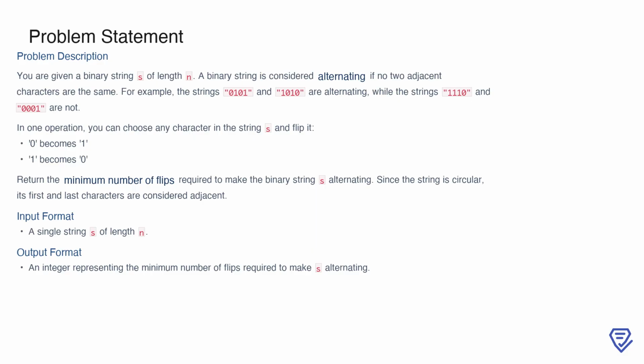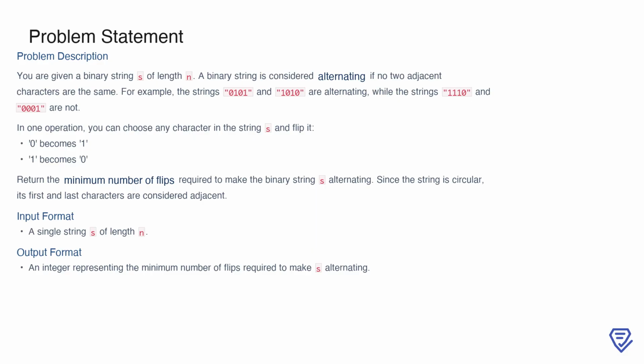To solve this problem, we are allowed to perform an operation where we flip any character in the string. Flipping means changing a 0 to a 1, or a 1 to a 0. The goal is to determine the minimum number of such flips required to convert the given binary string into an alternating string. Additionally, since the string is circular, the first and last characters are treated as adjacent, so the solution must account for that as well.